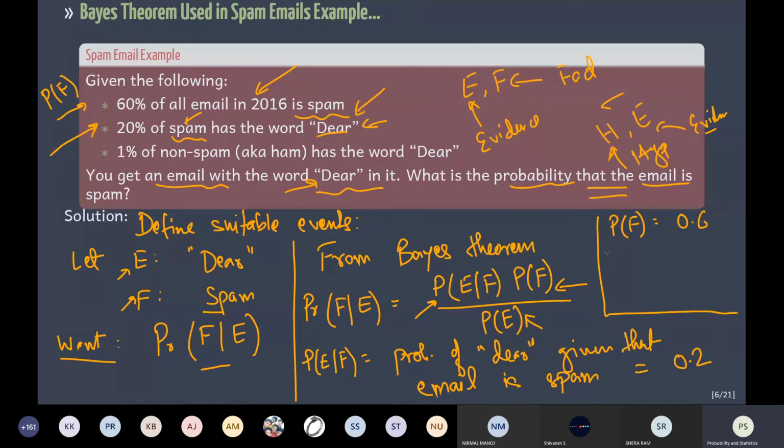And now another thing I need is the probability of E. The probability of E is how many of the emails have the word dear in it? How many of the emails have the word dear in it? So where is that, what is there in the data here?